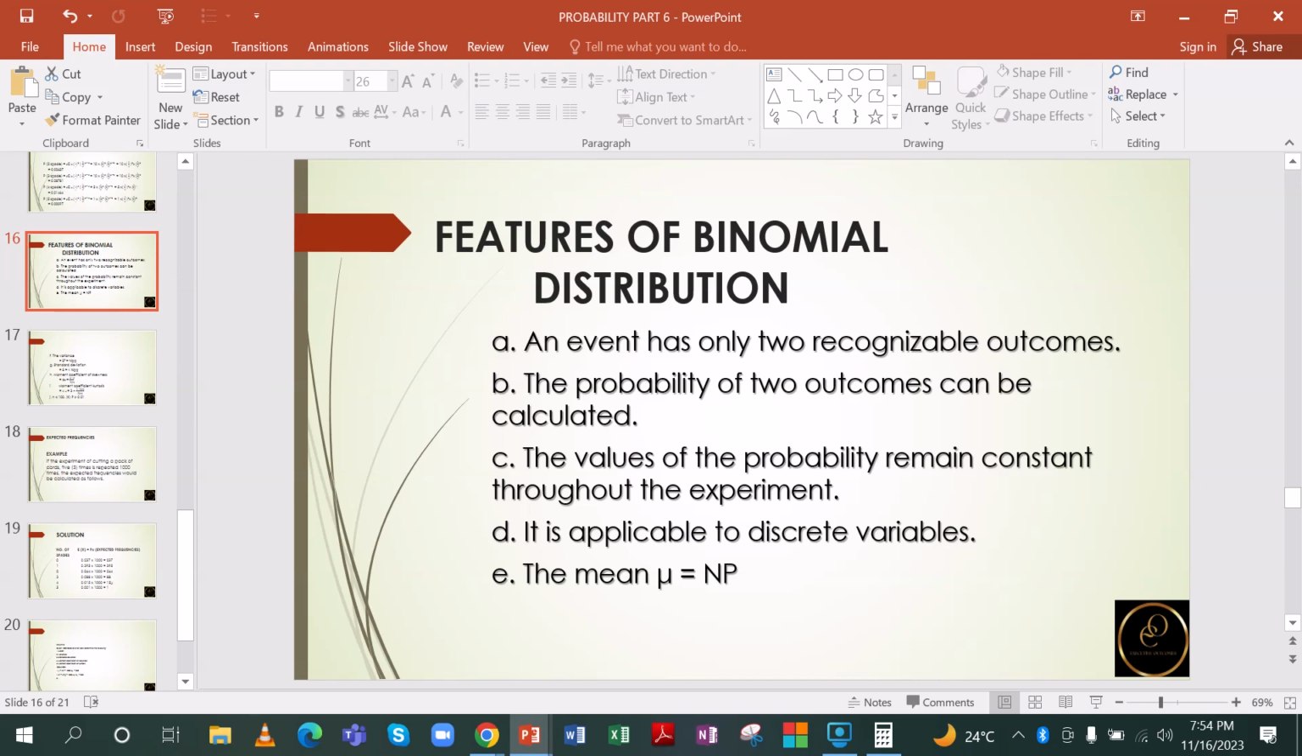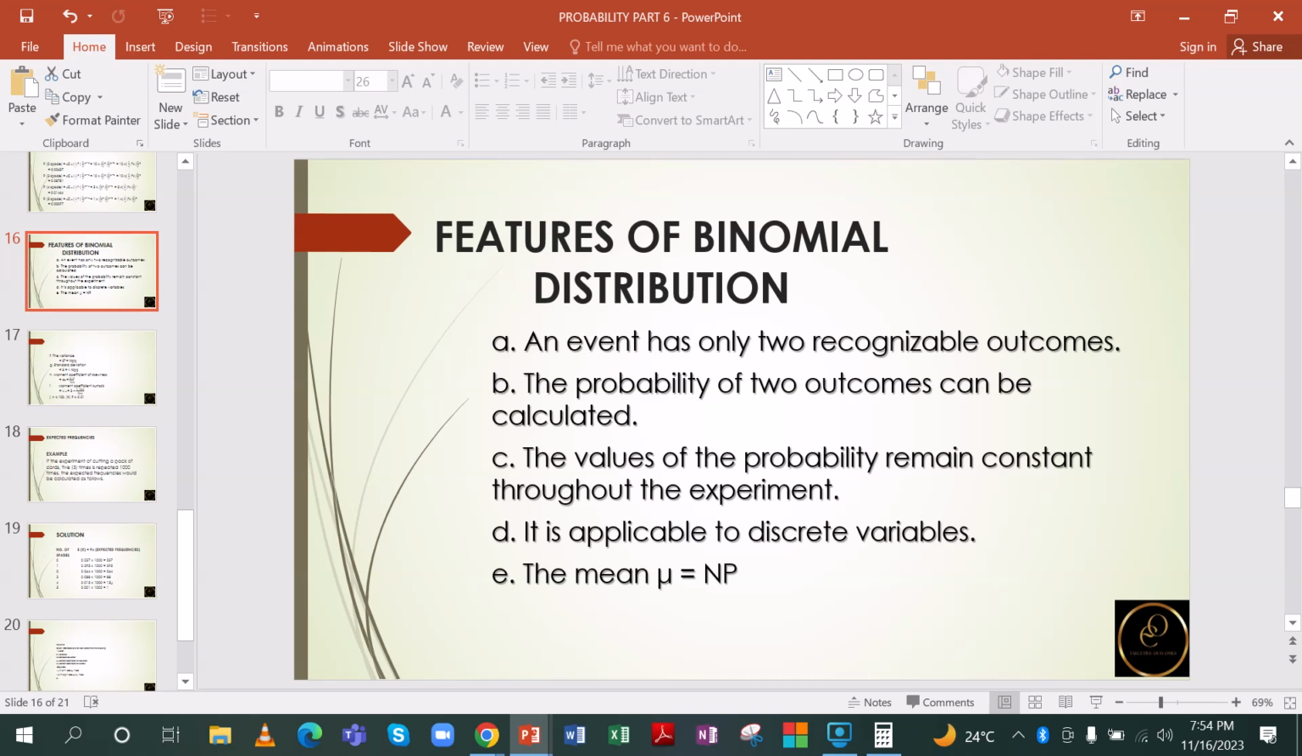One of them is that an event has only two recognizable outcomes, like the questions we have looked at. Either you draw a spade or you don't draw a spade. There are two possible outcomes. Either you like a candidate or you don't like a candidate. Either in the quality inspection exercise, the product is defective or it's not defective. Such situations are referred to as binomial distribution problems. So that's why A is talking about an event that has only two recognizable outcomes.